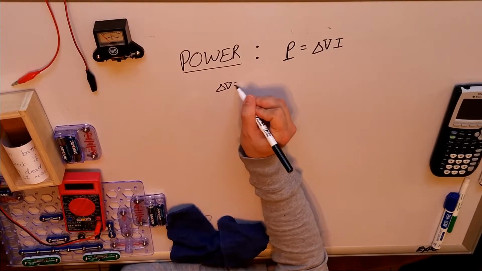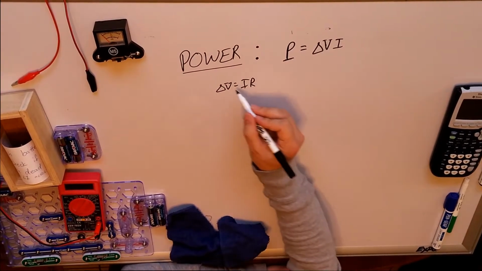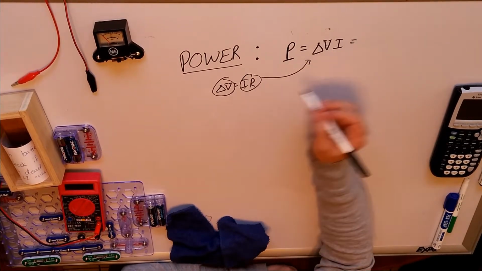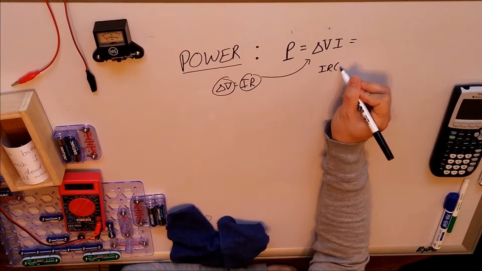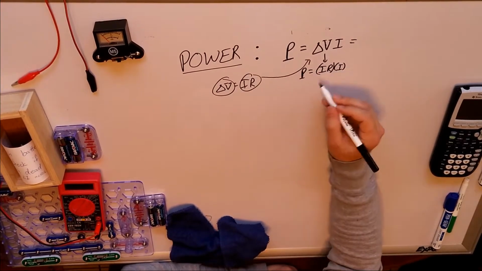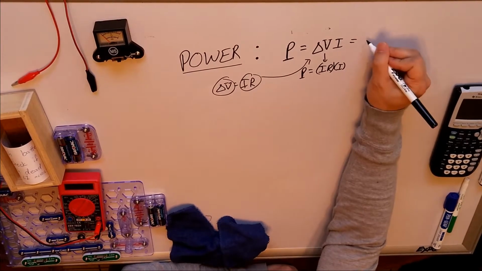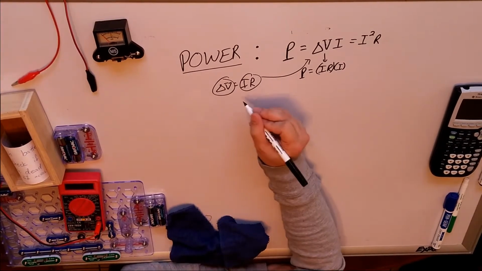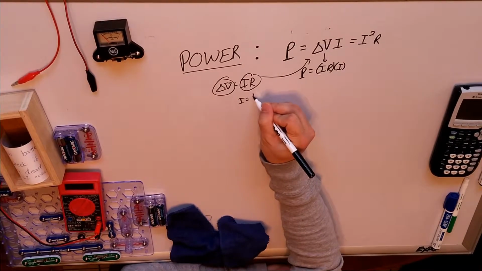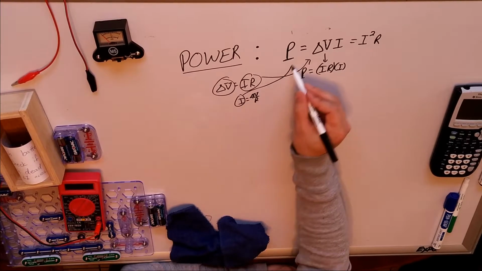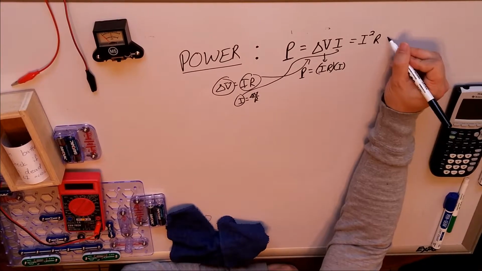Since delta V equals IR, that's Ohm's law, if this is delta V, then I can always plug in IR, and that would give me IR times I. So P also equals IR times I, which means P equals I squared times R. You can also do a different replacement where I equals delta V over R. I'm reworking Ohm's law here. If this is I, I can always plug it in here, and I would get the following.